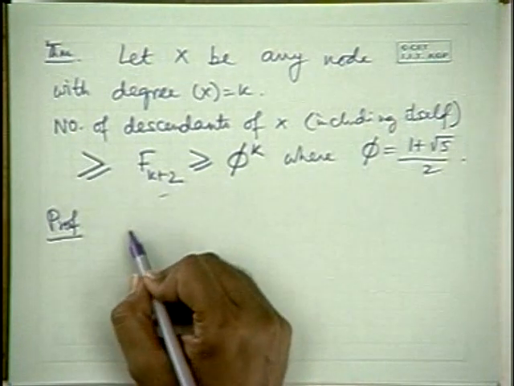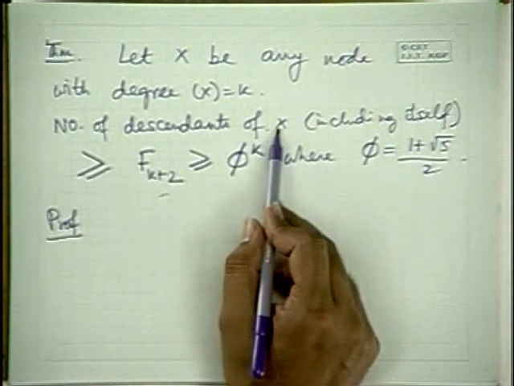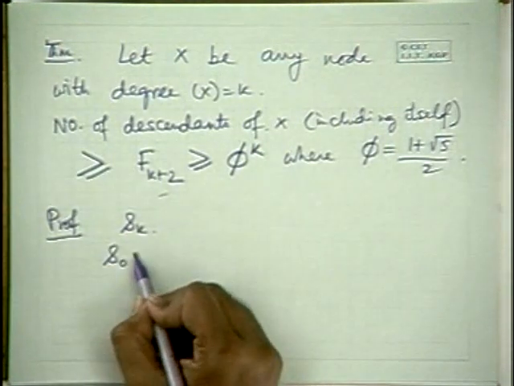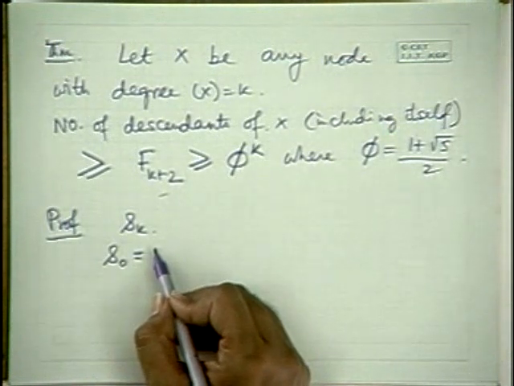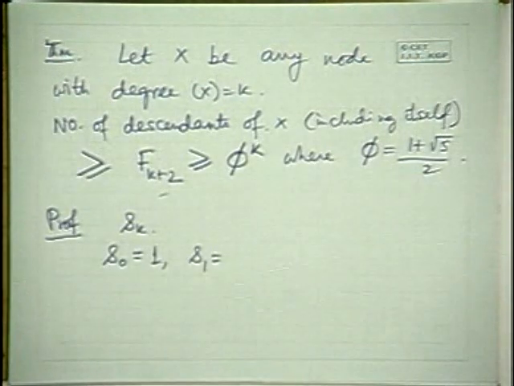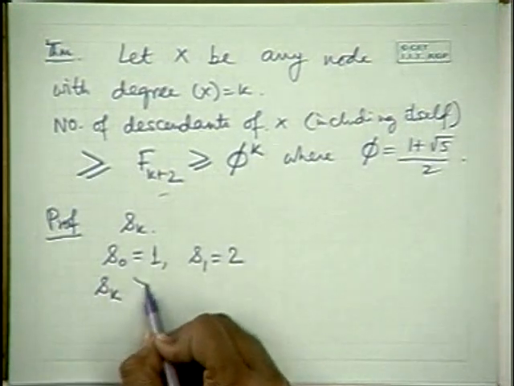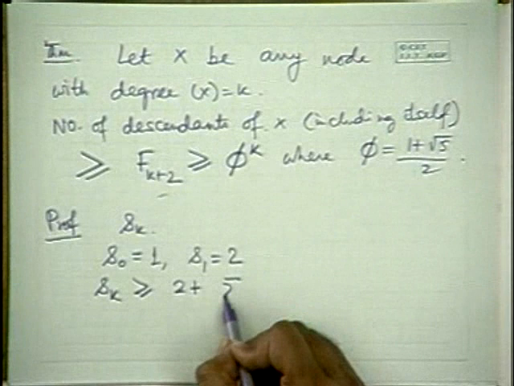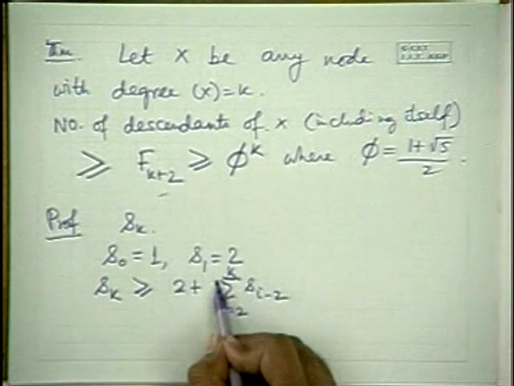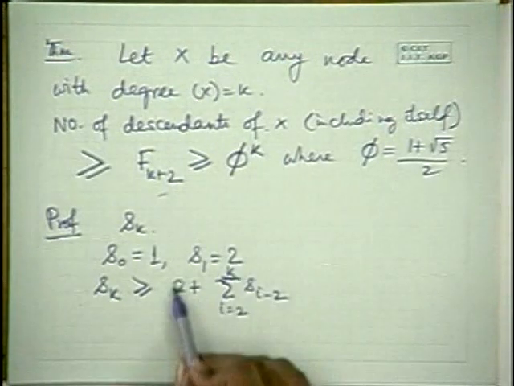Proof is, suppose Sk is the total number of descendants of X whose degree is K. Now what is S of 0? Degree 0? 1. S of 1, that is the node with degree 1. It has one child and itself, that is 2. Now I am claiming Sk is greater than or equal to 2 plus the sum over i = 2 to k of S(i-2). This is the claim. Thus, the total number of descendants with degree K must have at least this many nodes.